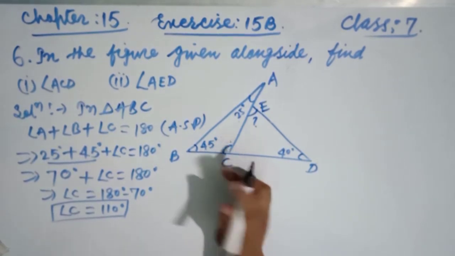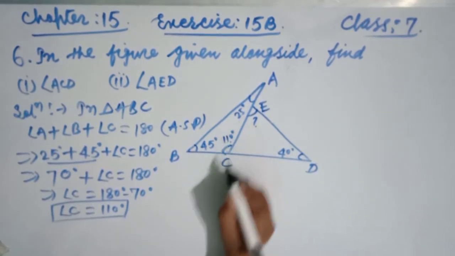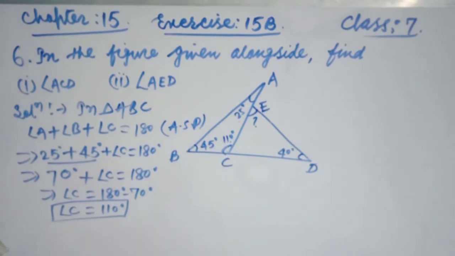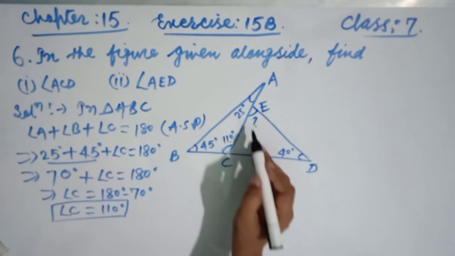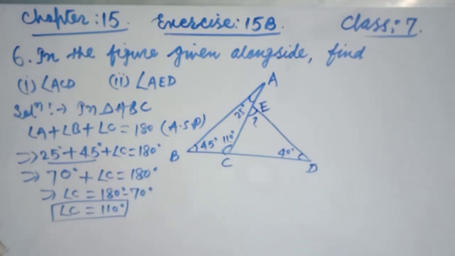This angle becomes 110 degrees. Okay. Now look at the next one. We have to find this angle, angle E in triangle CDE. How can we find it? Because only one interior angle is given. Very simple, friends. Look at this.